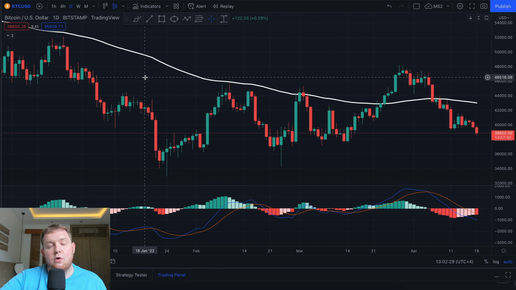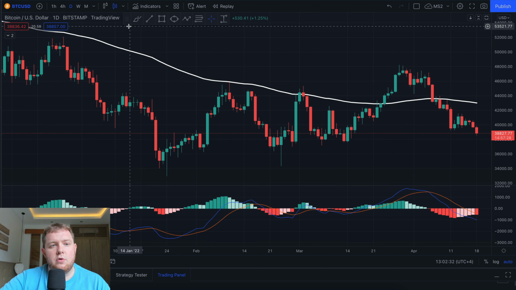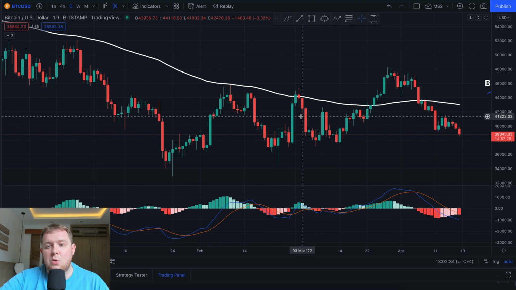It's exactly the same way to set it up there. There's no need for me to tell you how to do that on TradingView. Now we're going to take a look at how to in fact trade this.